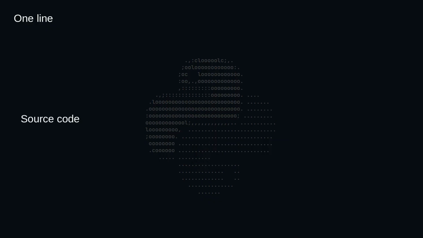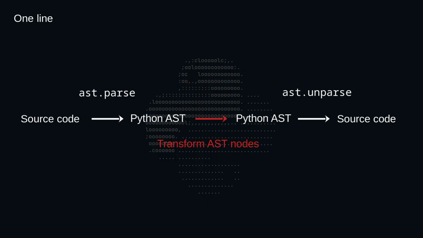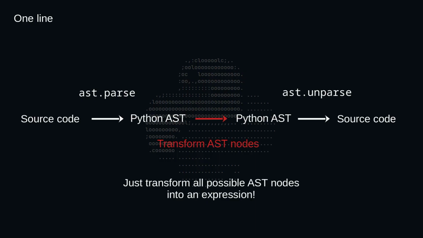So what we want to do is we want to take Python source code. We want to read it into an abstract syntax tree, which the standard library does for us. We want to turn it into a syntax tree representing an expression, and then we want to use the standard library to turn it back into source code. And, I mean, we just need to transform the syntax nodes, right? How hard can it be?